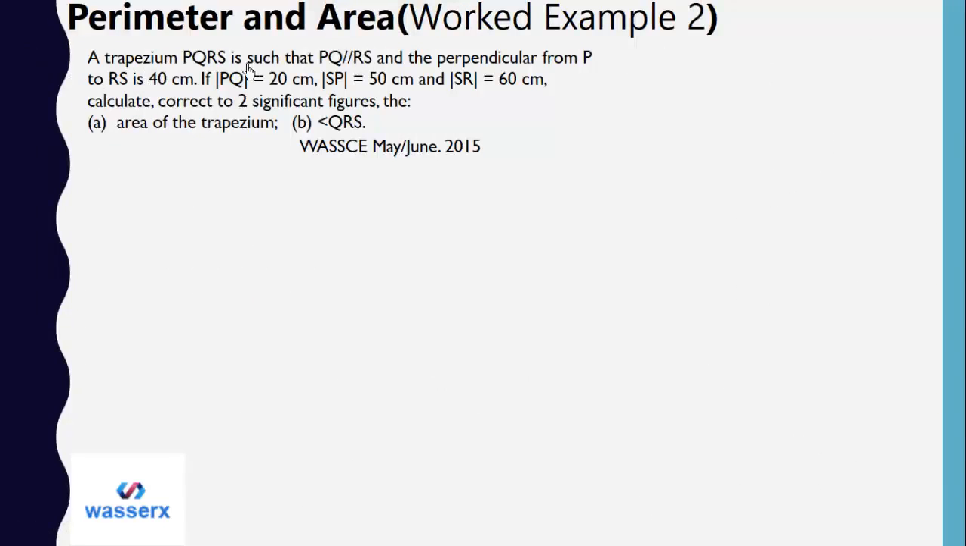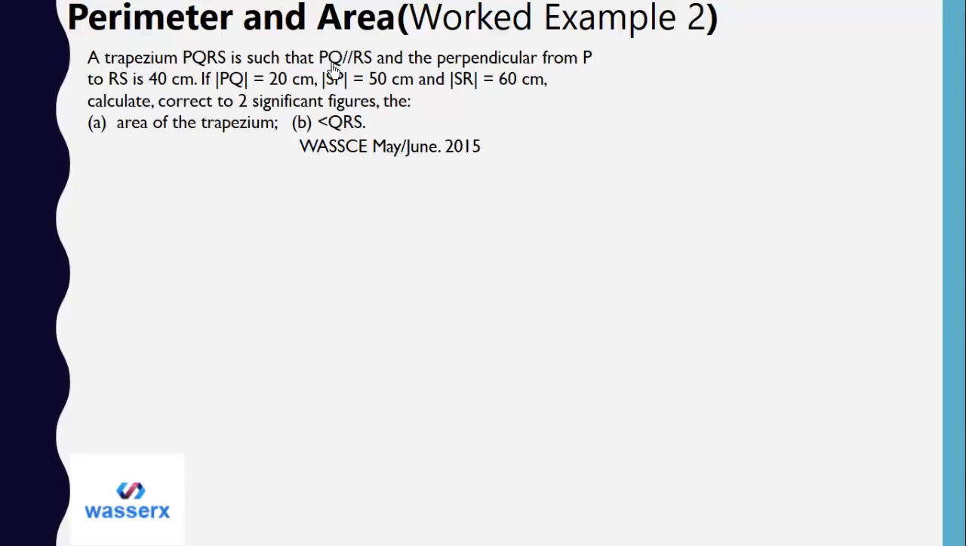A trapezium PQRS is such that PQ is parallel to RS and the perpendicular from P to RS is 40 centimeters. If PQ is equal to 20 centimeters, SP is 50 centimeters, and SR is 16 centimeters, calculate correct to two significant figures, the area of the trapezium and angle QRS. So this diagram is not drawn for us, so look at how we are going to do it.